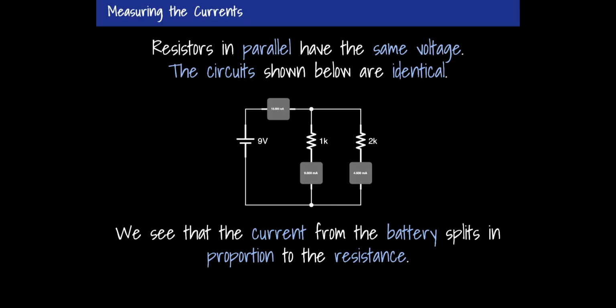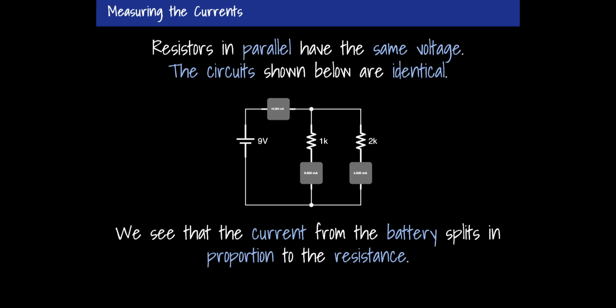9 milliamps, 4.5 milliamps. How much flows out of the battery? A very curious 13.5 milliamps. So I can't just add the resistors together. It's a different amount of current. As a matter of fact, it's a lot more current.